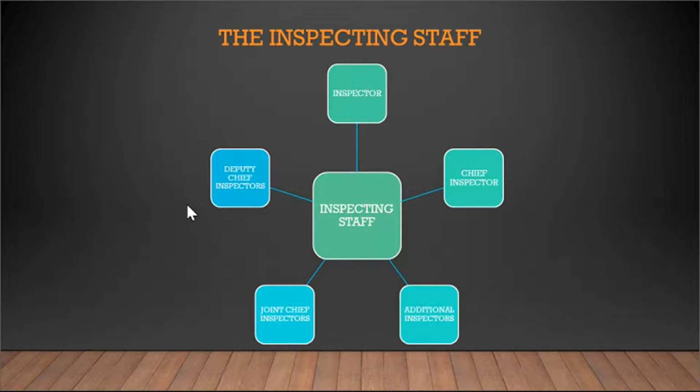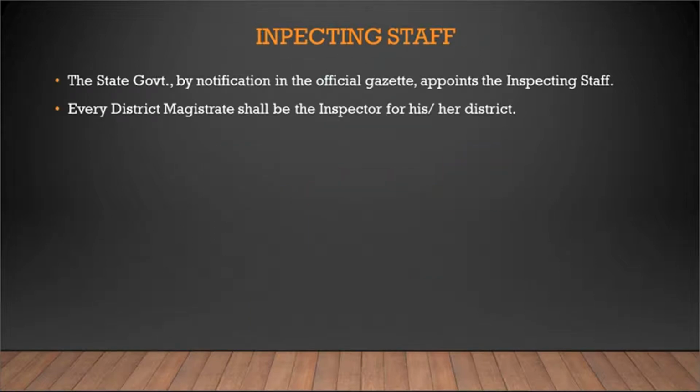These five inspectors constitute the inspecting staff who are given different kinds of powers and duties under the Act to ensure effective implementation of the provisions. The inspecting staff is appointed by the state government, and every district magistrate is the inspector for his or her district.